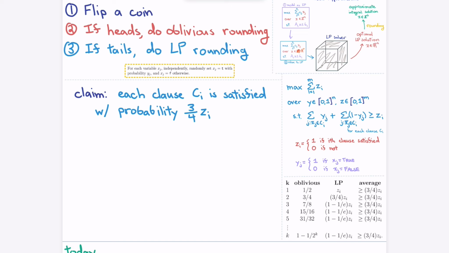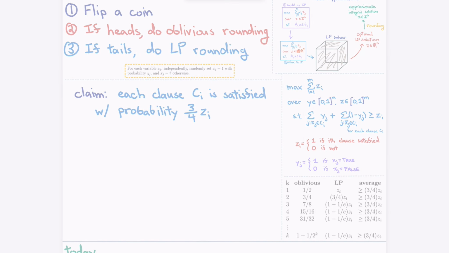For each clause, if it's heads, it's getting something in expectation. If it's tails, it's getting something else in expectation. You sum up the two things by linearity of expectation, and you get 3/4 for every clause. So that's a nice trick that you can only do with randomization. You can do half and half. Okay, all right, and that's it. Thanks, guys.